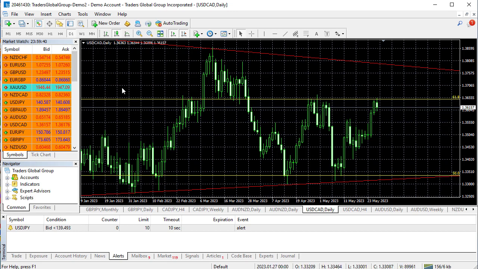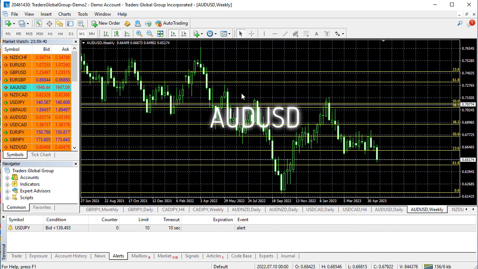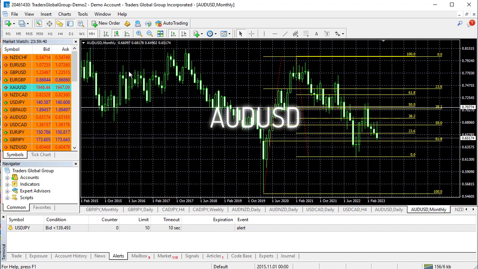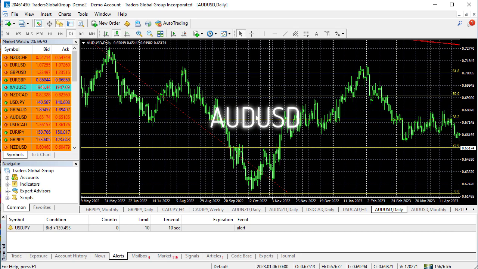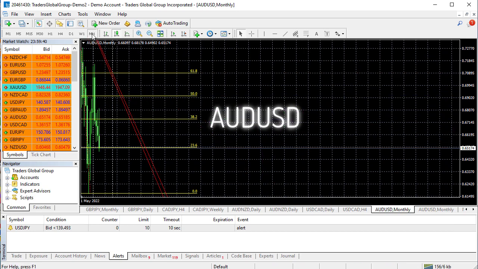Okay, so that's for that. Next is the Australian dollar. So also going to the higher time frame. Okay, let me look at it on this other one. Monthly time frame.